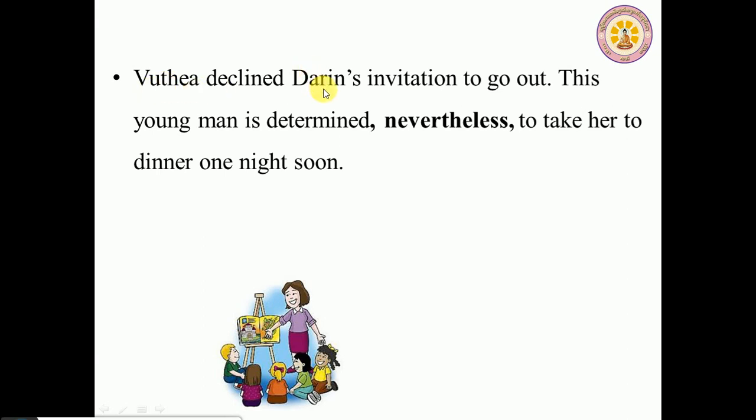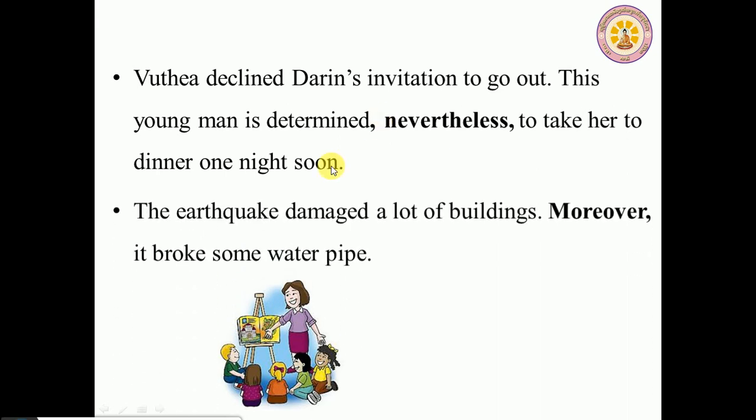Honor would here decline an invitation to go out. This young man is determined, nevertheless, to take her to dinner one night soon. So nevertheless is the conjunctive adverb. It is used to complete only one main clause. So we use a comma to separate, not a semicolon, because after the conjunctive adverb here it is not a clause.